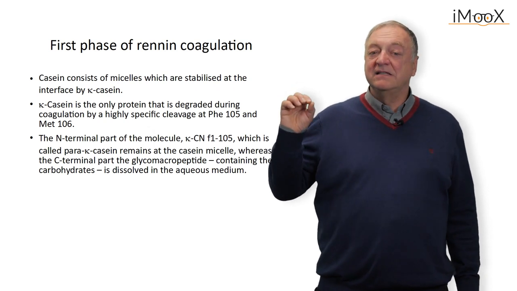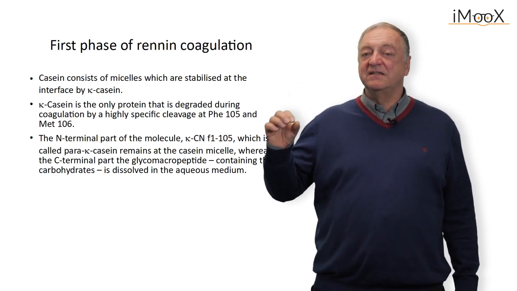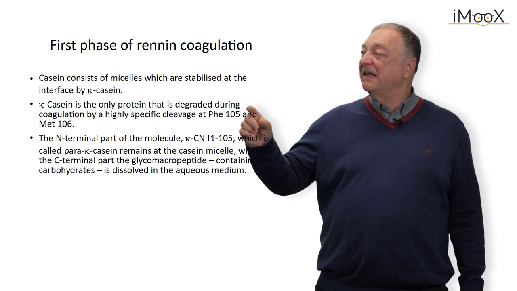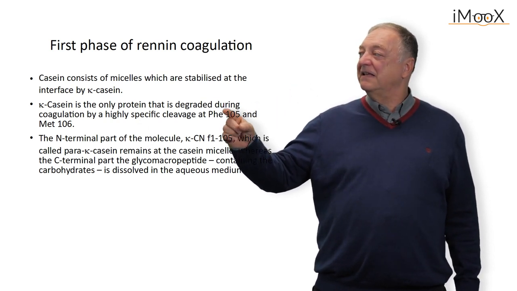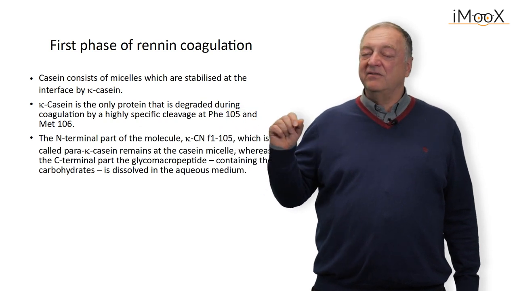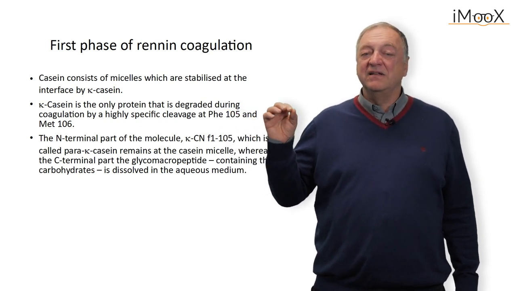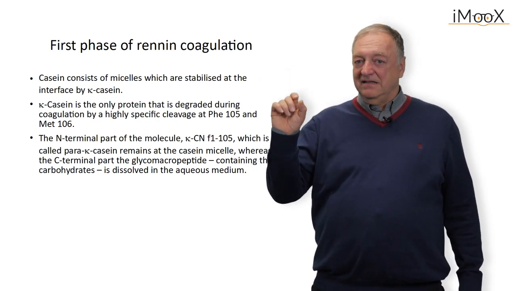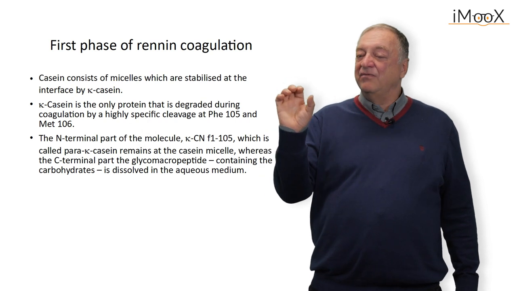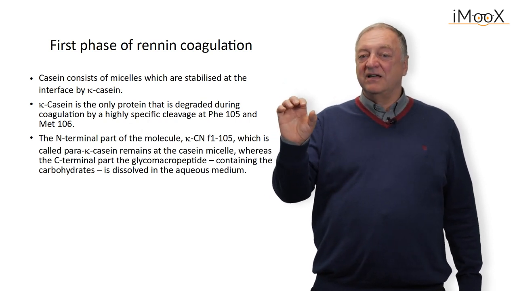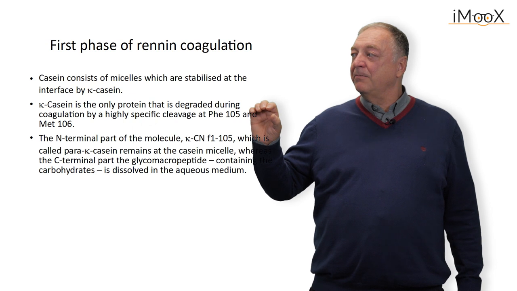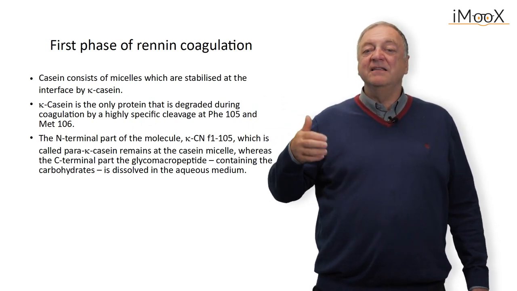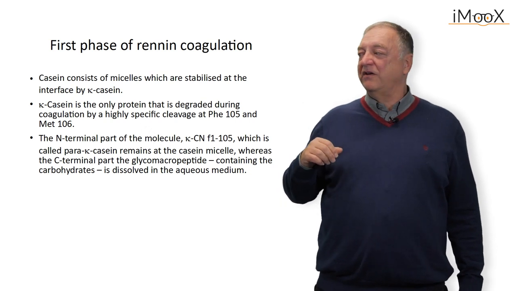Let's look at the first stage of this enzymatic process, the cleavage of the casein at a very specific position: between phenylalanine at position 105 and methionine at 106. Between these two amino acids, the casein is cleaved, forming the paracasein, which can form the gel, and the glycomacropeptide, which is soluble in the whey and is removed during the cheese manufacturing process.